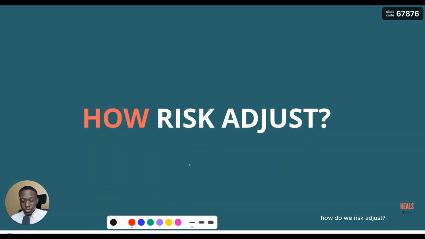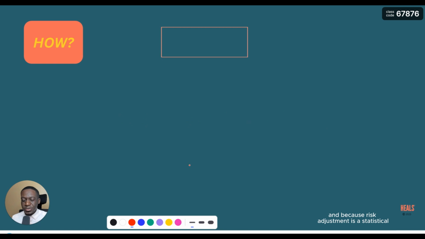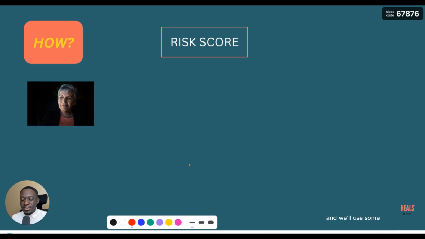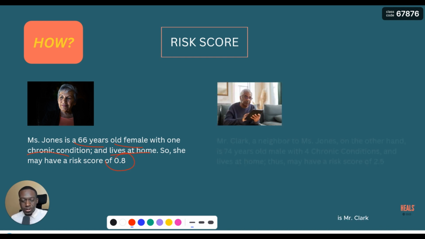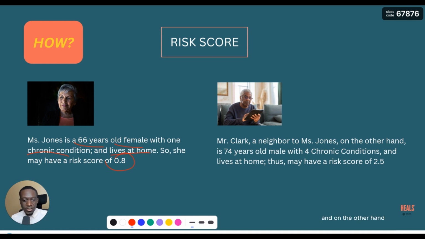One may ask, how do we risk adjust? Because risk adjustment is a statistical mathematical process, we use something called a risk score. And we'll use some examples to help explain. So let's meet Miss Jones. Miss Jones is 66 years old, female, with one chronic condition, and she lives at home. During this mathematical process, she gets a risk score of 0.8. Another example is Mr. Clark, who is a neighbor to Miss Jones. On the other hand, he is 74 years old, male, has 4 chronic conditions, and lives at home as well. And he may have a risk score of 2.5.